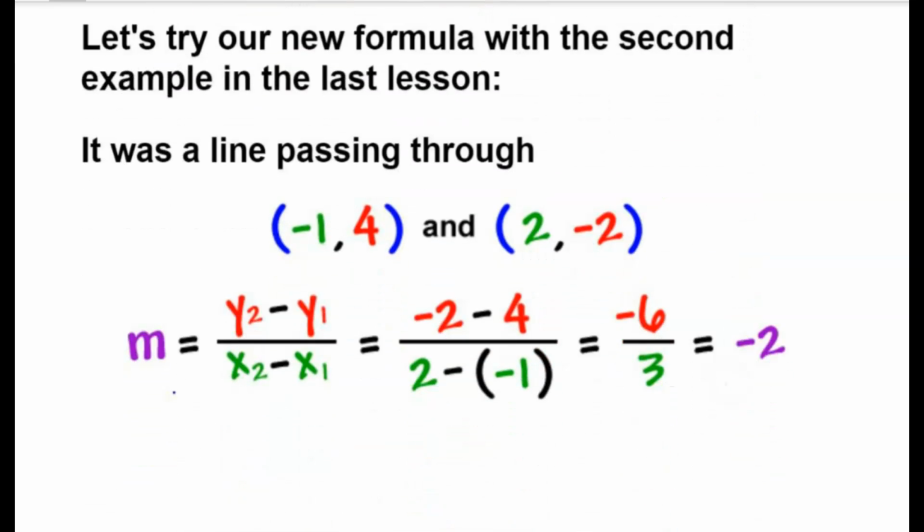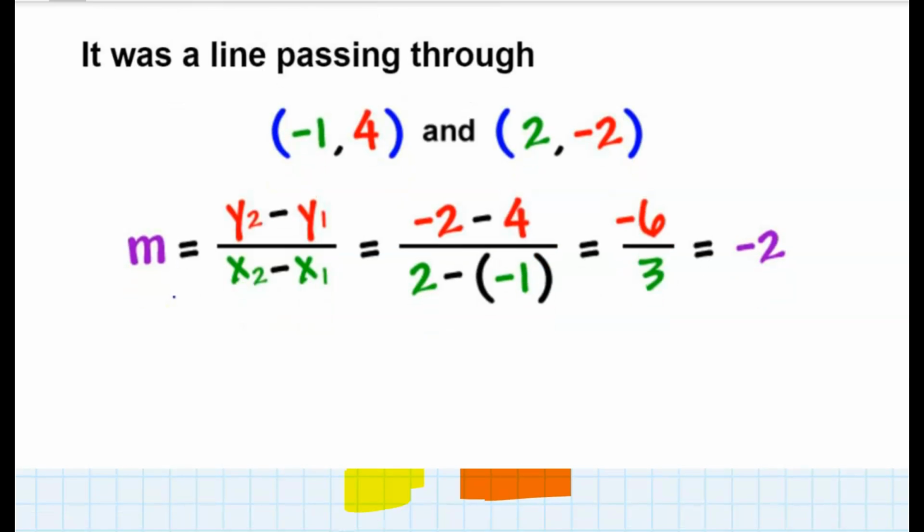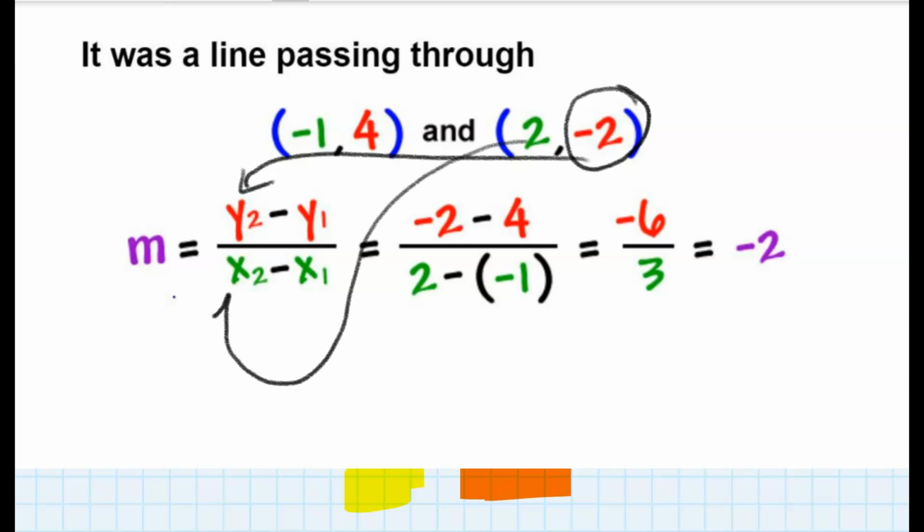Let's try our new formula with a second example. The last one was a line passing through negative 1, 4. You take your second point, and you don't do that. That's the most common mistake students will make. You take that one, put it there, and subtract your other point. Negative 2 minus 4 is negative 6. 2 minus negative 1 is positive 3, which gives negative 2.